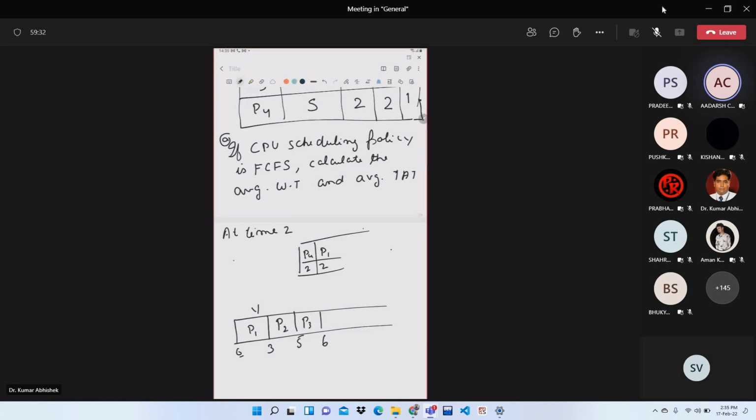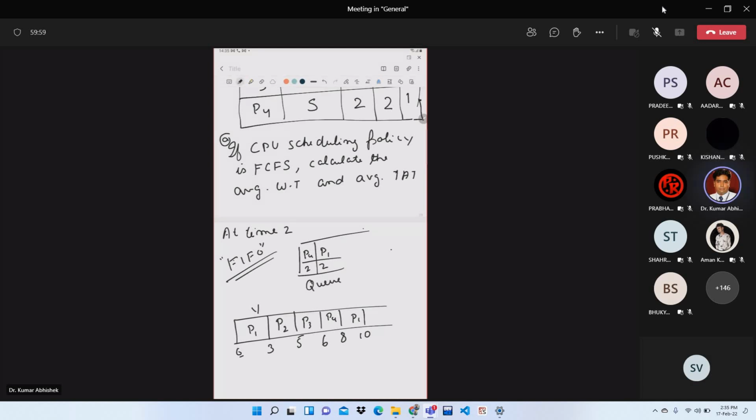There's a tie here. According to the diagram, it seems like P4 executes first, but it is first in, first out.